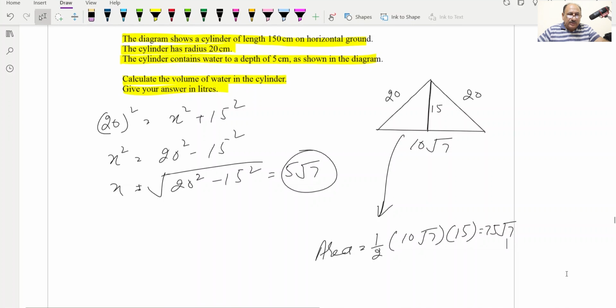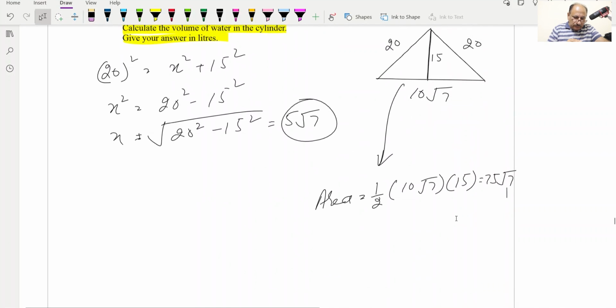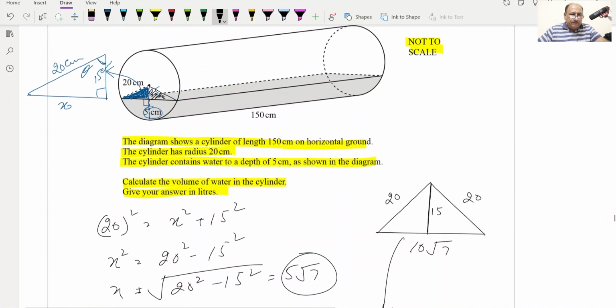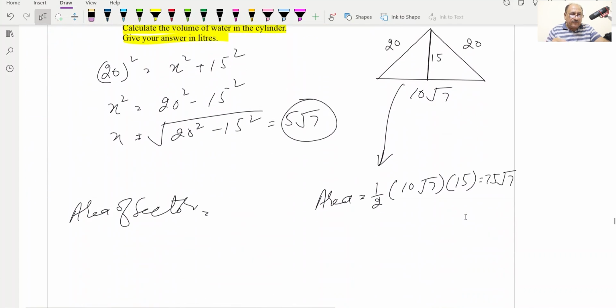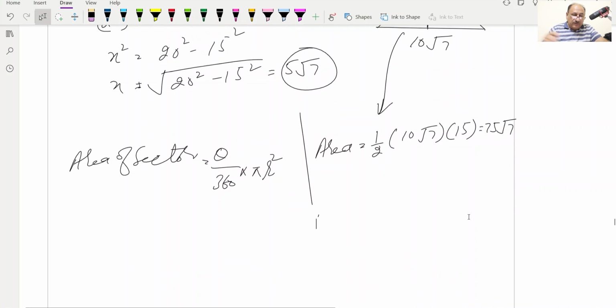Now we can find the area of the sector. So area of sector will be what? The sector is basically this complete sector we are considering, this whole sector. Hopefully you are understanding this. So area of sector is equal to theta over 360 into pi r squared. This will be the area of sector formula.